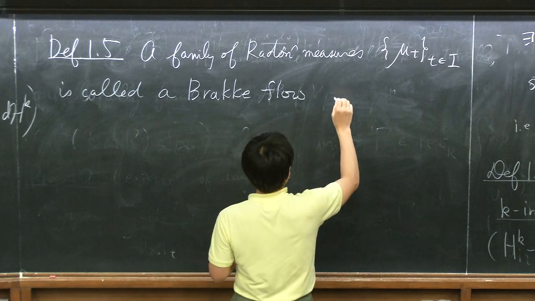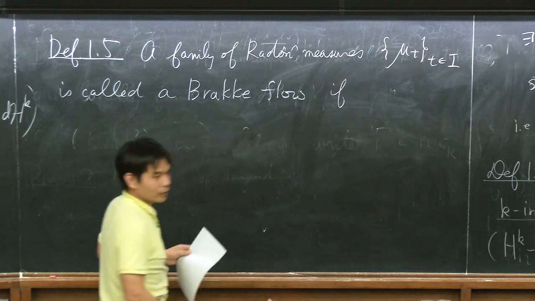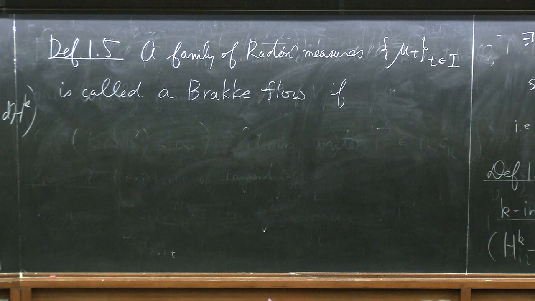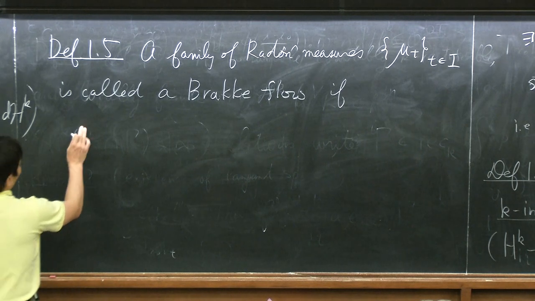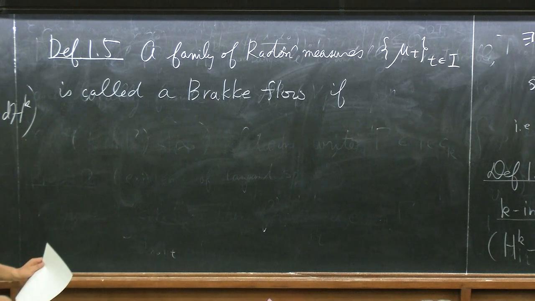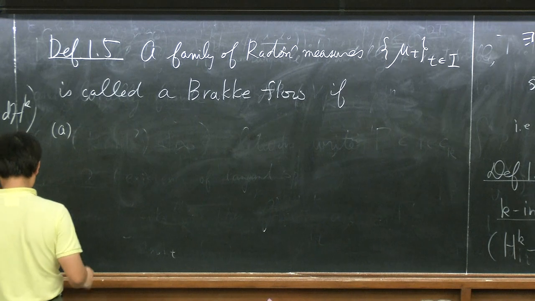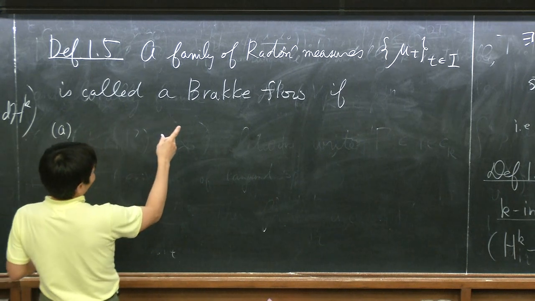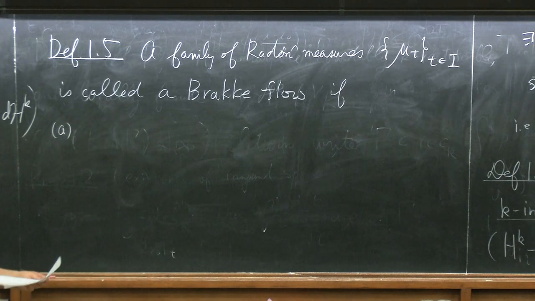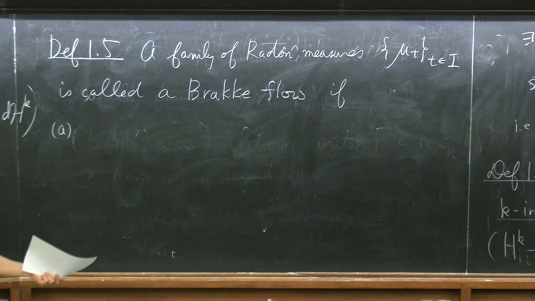If the following are true, there are four natural assumptions. Now, the existence is another story, but today I'm just talking about the definition. Tomorrow I'll talk about the existence. I want to have this as a natural generalization of the usual mean curvature flow.